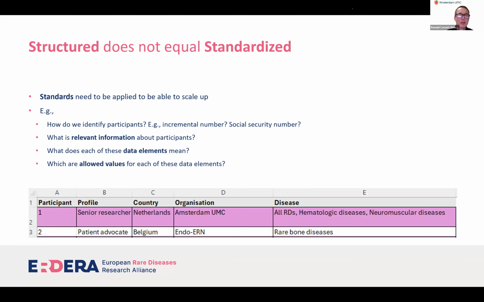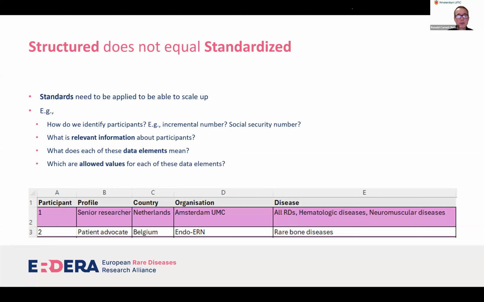And then we get standardization with questions like, okay, what do we use as an identifier for participants? Is it an incremental number like it is in this spreadsheet, or would we want to use social security number? Well, not in this case, of course. What is actually relevant about participants? So in this case, it was considered that knowing the profile, the country, the organization, and the disease areas is interesting information. But that would be something that if you want to scale up, you need to agree what's the relevant information to be captured about patients.